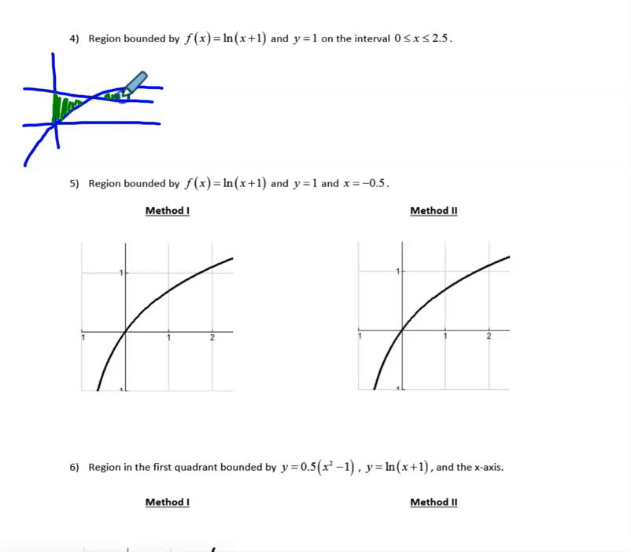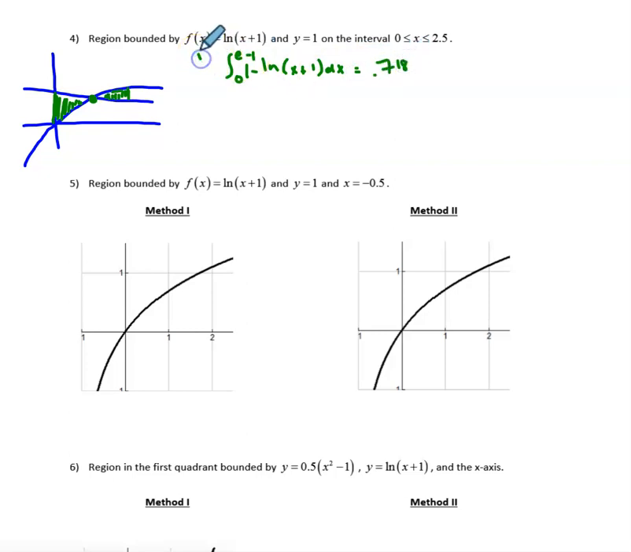And I think what will be easiest is just to leave it in terms of x and do top minus bottom. But of course my top and bottom curves change right here, so I need two different integrals. The first integral is from 0 to e minus 1 of 1 minus the ln of x plus 1, because it is top curve minus bottom curve. Top curve here is 1, bottom curve is the natural log of x plus 1. This is the exact same thing that we just did on the prior page in method 1, and what we got here was approximately 0.718.